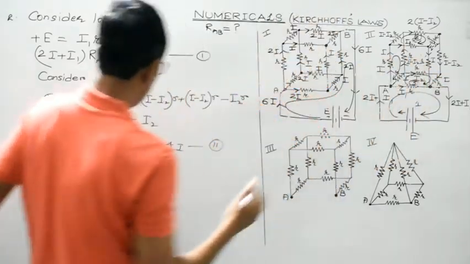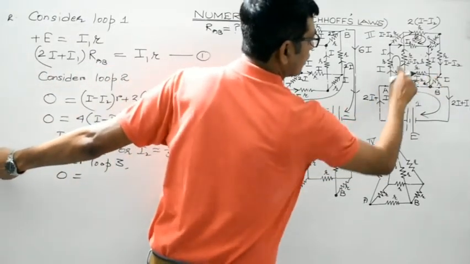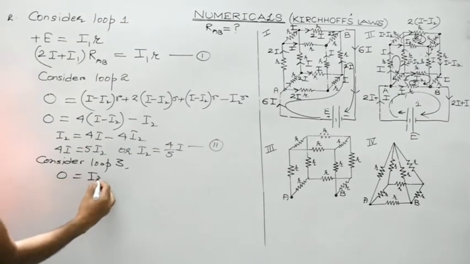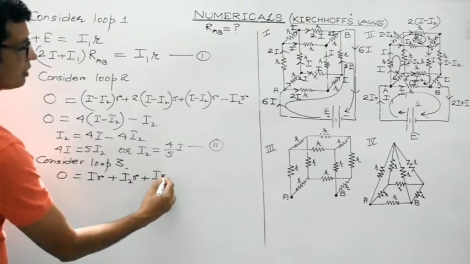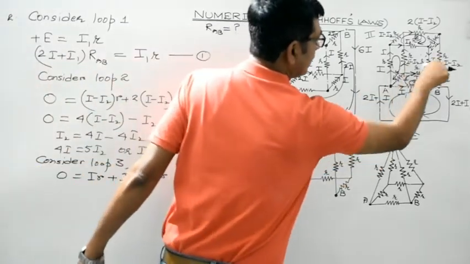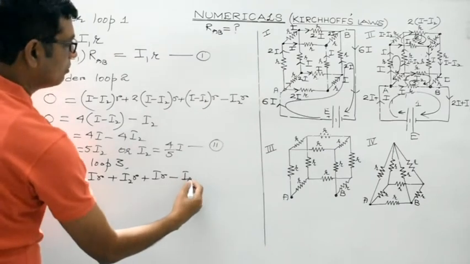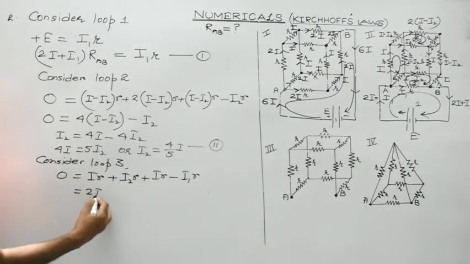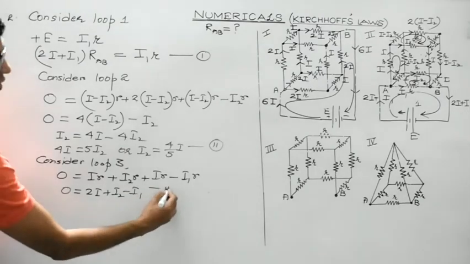Again, there is no EMF, so it will be 0. And here in these 3 branches, the current is flowing in the same direction. So what I get is IR plus I2R plus IR. Here current is flowing in the opposite direction, so it is minus I1R. So now we can easily get the result. So what you get is 2I plus I2 minus I1 is equal to 0.